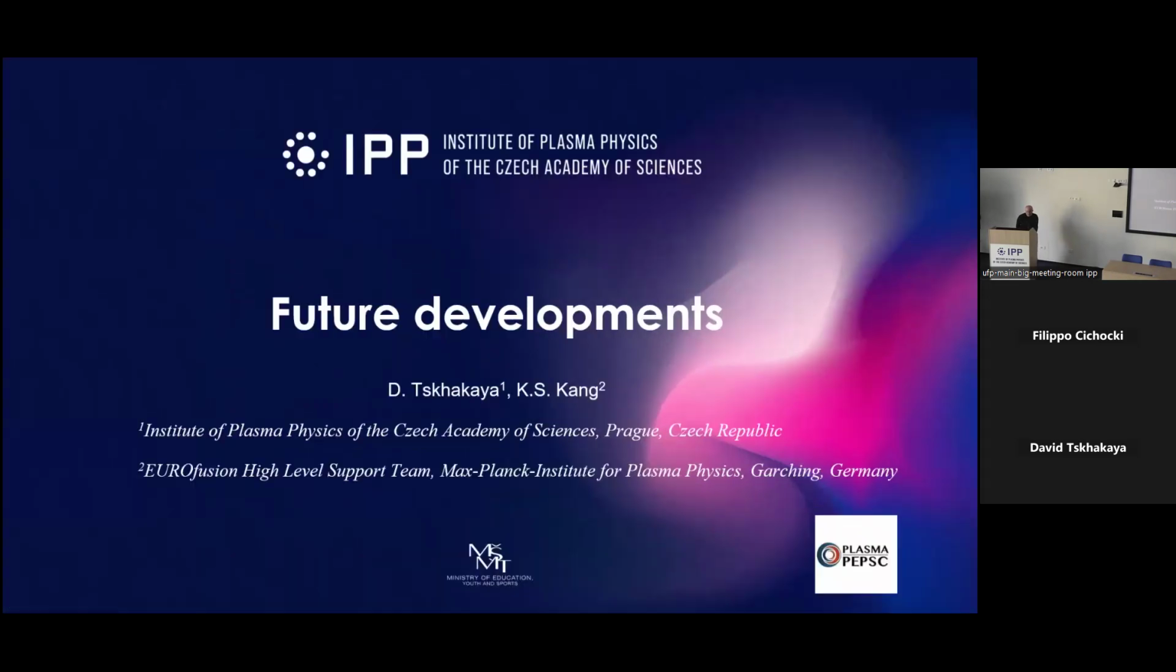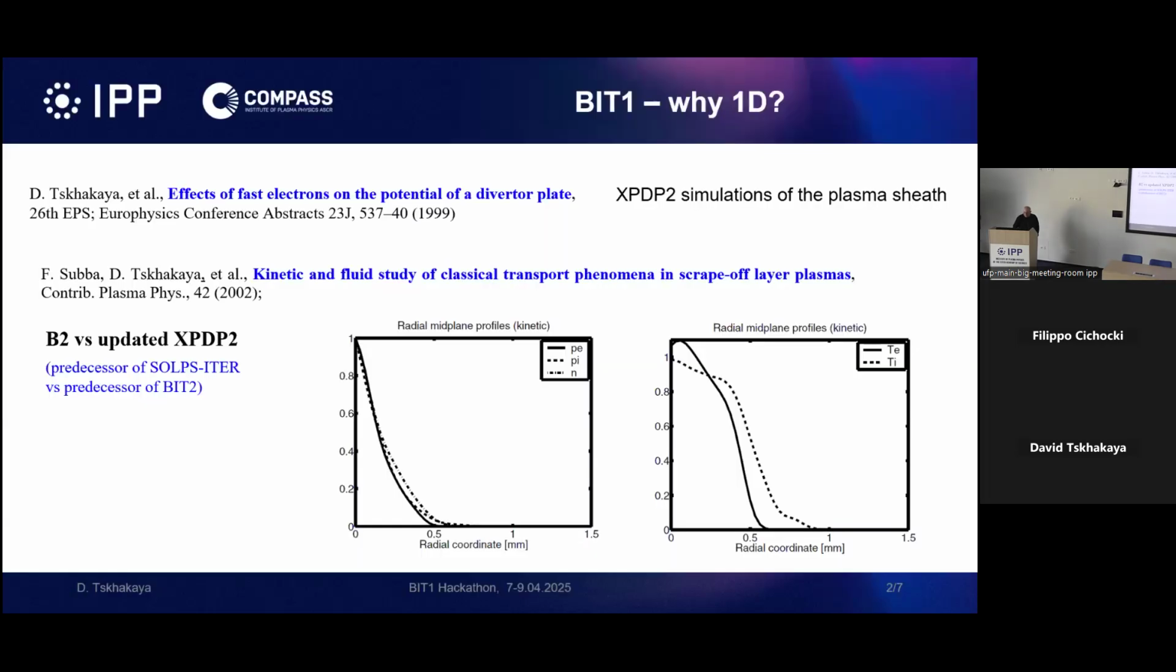Then I is Innsbruck, where I was working when I developed this code, and T is Tbilisi, where I'm from. So it was nice names. So I assumed that we left it BIT1. And the presentation which I give is mainly work done by me and Mr. Kang, our collaborator from the Eurofusion high-level support team. He was developing the Poisson solvers.